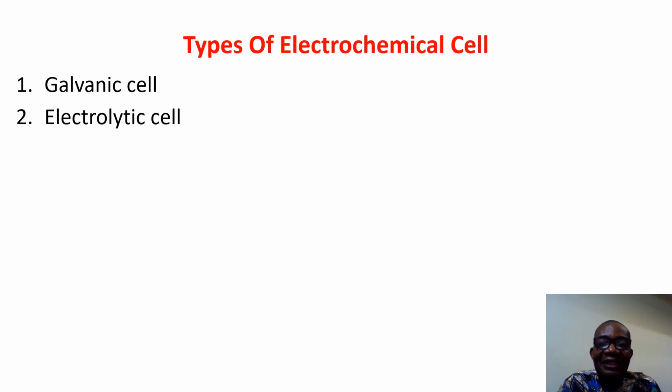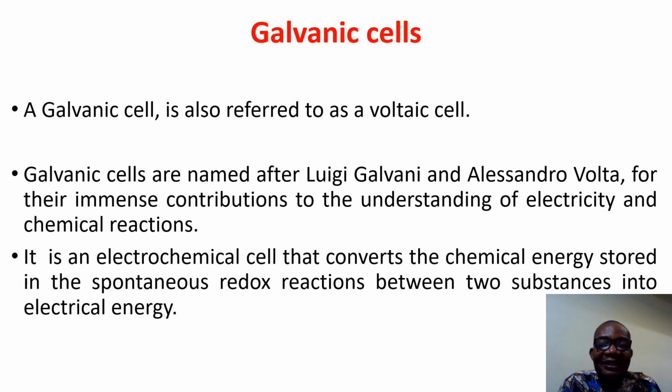There are basically two types of electrochemical cells. We have the galvanic cell and the electrolytic cell. Let's look at the galvanic cell. A galvanic cell is also referred to as a voltaic cell.